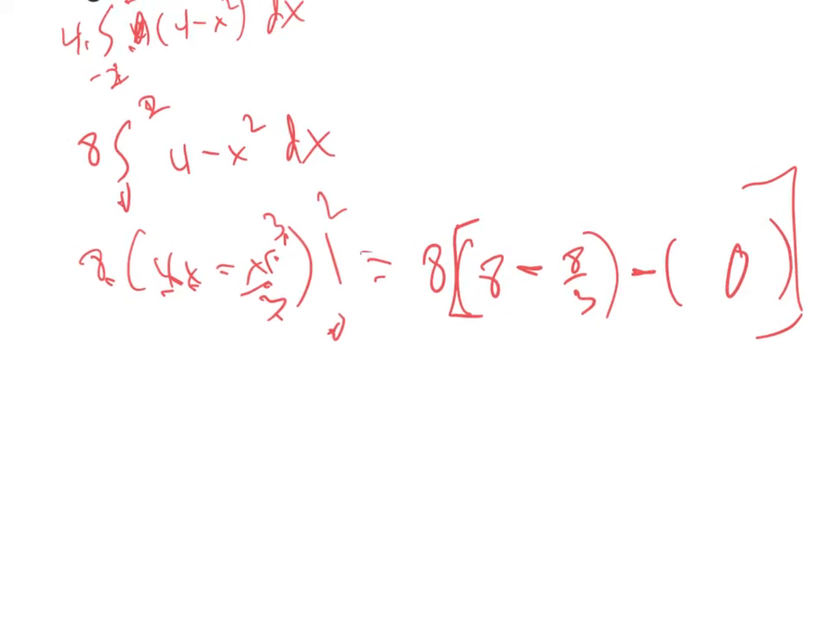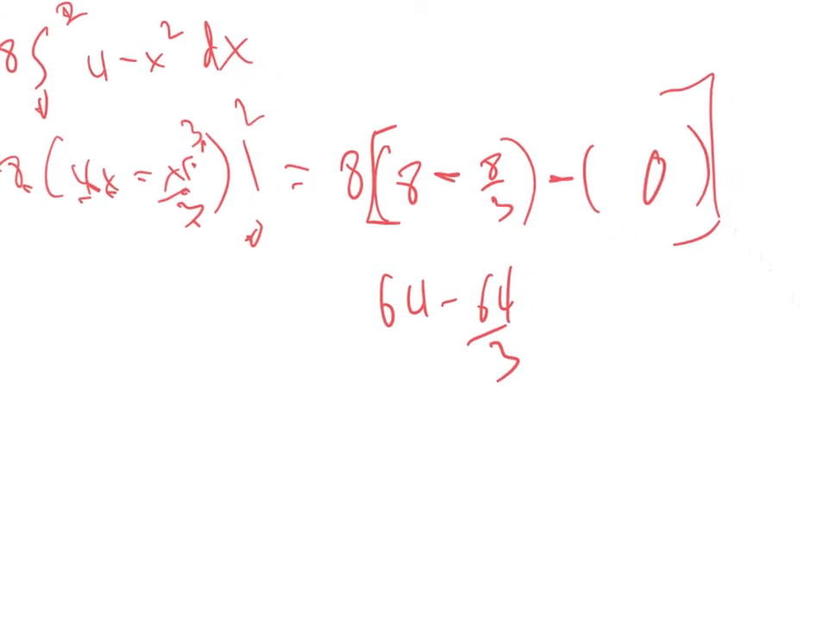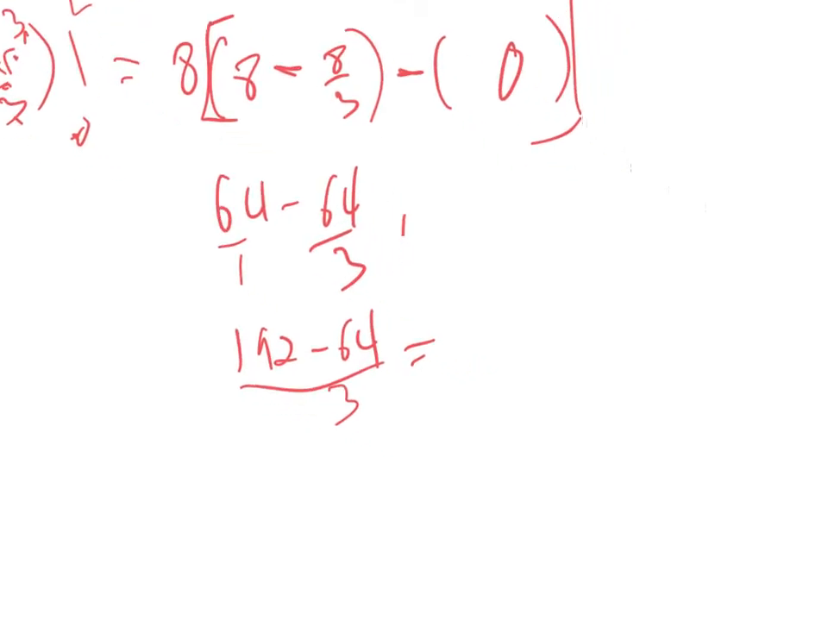64 minus 64 thirds. I don't know what the calculator says, but I'll just finish it up. Put a 1 under here. 3 times 64 is 192, minus 64 over 3. 192 minus 64 is, I don't know, 36 plus 92. I mean, I don't know how to do that in my head. 36 plus 92. 6, 7, 8, 9, 10, 11, 12, 128.